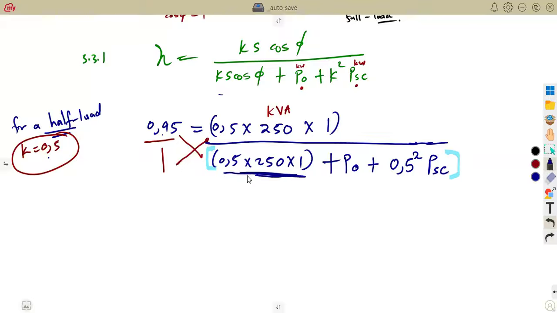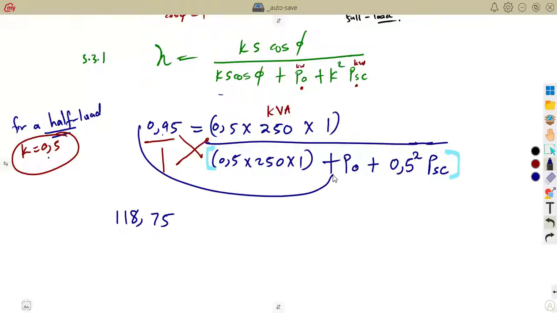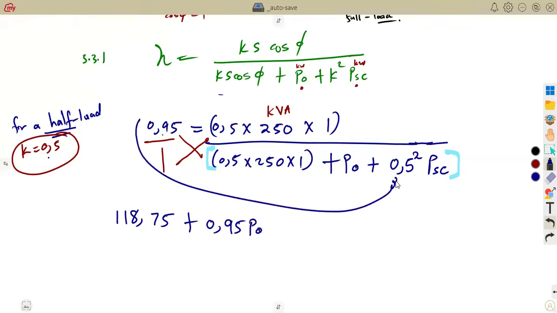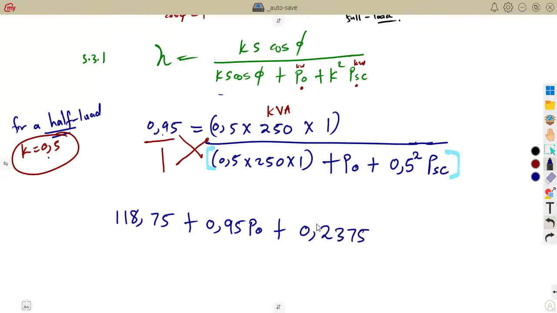If you multiply 0.95 times the whole of this part, you are going to get 118.75. 0.95 times this, plus 0.95 P open. 0.95 times this, 0.25, it was going to give us a decimal of 0.2375. So I'm not going to round off here because this is what I'm having as it is. All right, that's P short circuit. We are done, 0.95 multiplied everything.